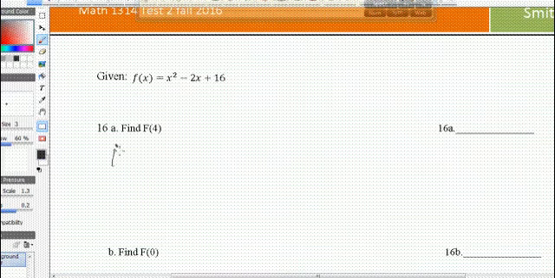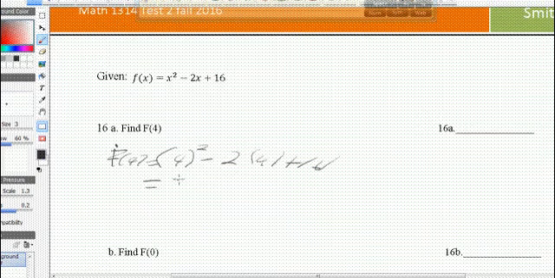This stuff here, just plug and chug. It says what? F of 4. Everywhere I have an x, what am I going to plug in? A 4. So that becomes 4 squared minus 2 times 4 plus 16. 4 squared is 16. 2 times 4 is 8. 16 plus 16 is 32, minus 8 should be 24.